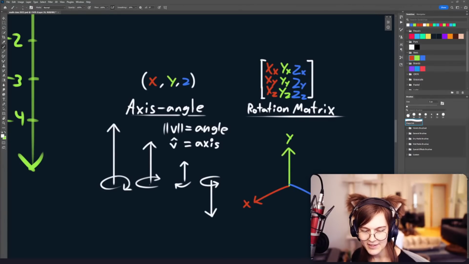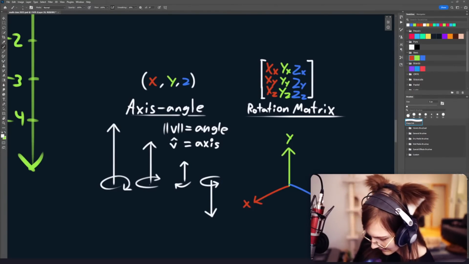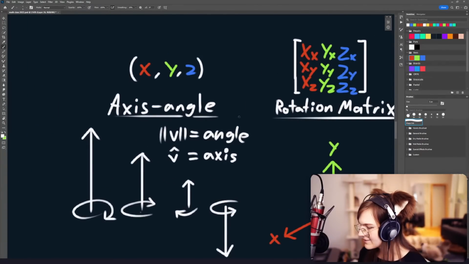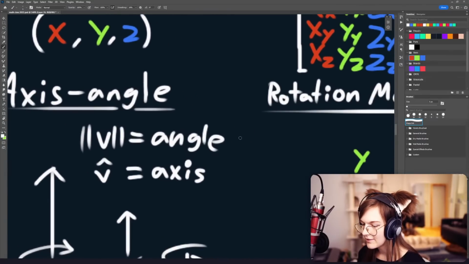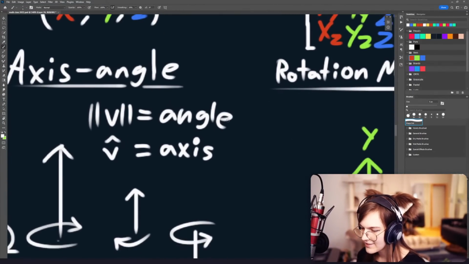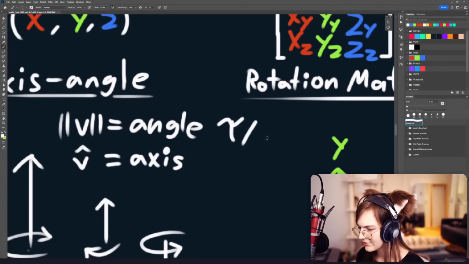What magnitude represents a full spin? That depends on which unit you're using. If you're using radians, then a magnitude of tau would be a full turn, right? If you're storing degrees in it, then it would be 360. So the angle is literally an angular value. So this could be like 45, and then that's a 45-degree turn. But usually you would store radians in this. In which case, if you want to do a 45-degree turn, the magnitude would be tau over 8.